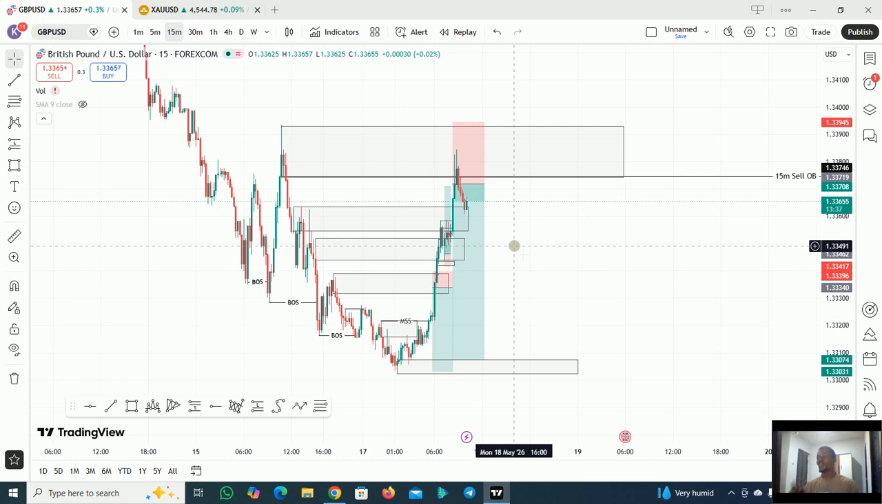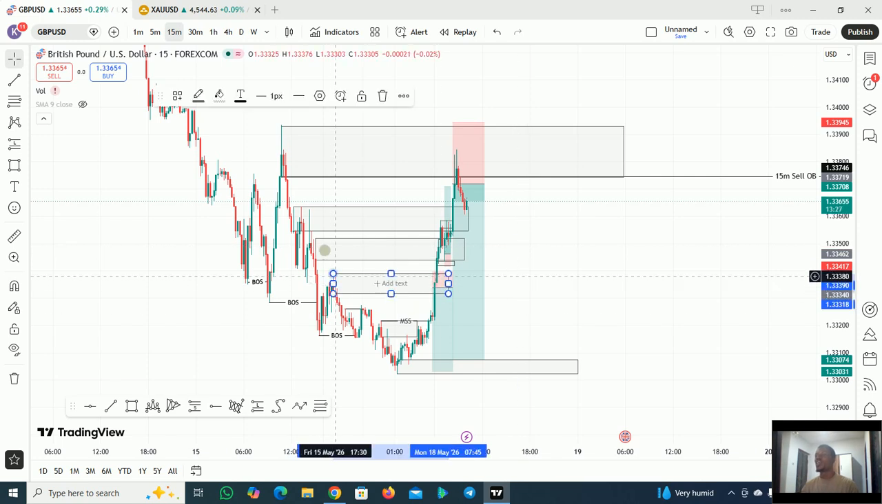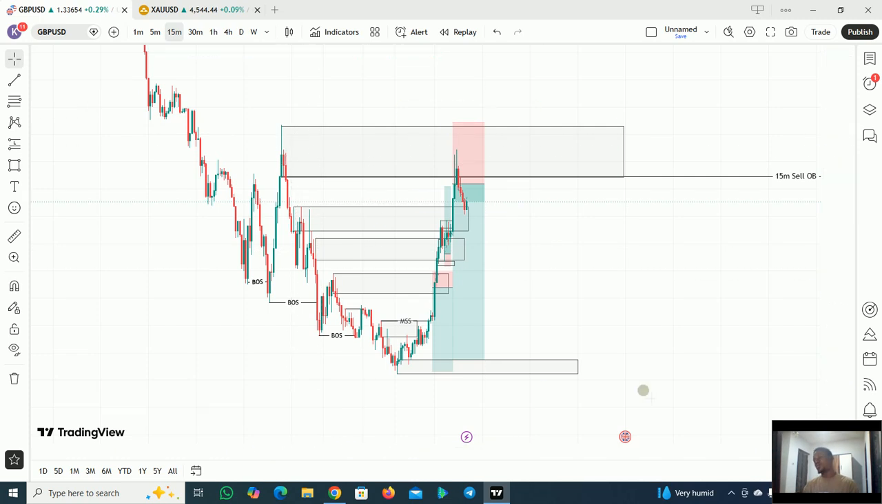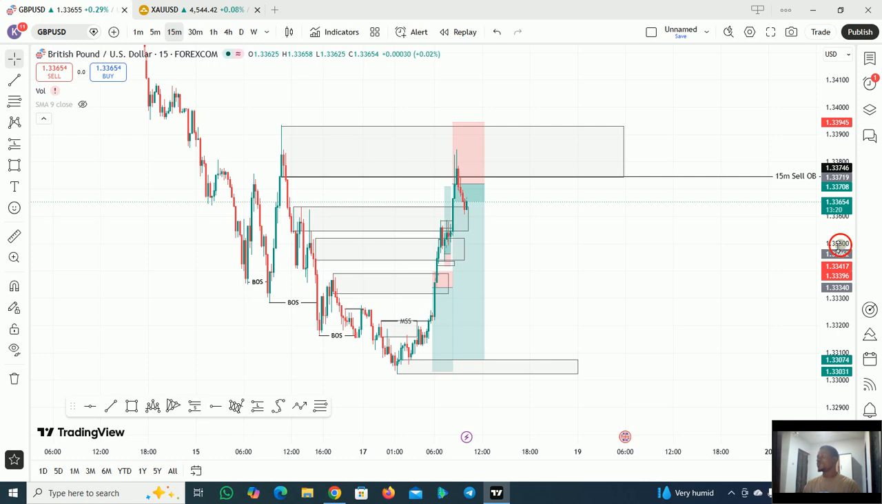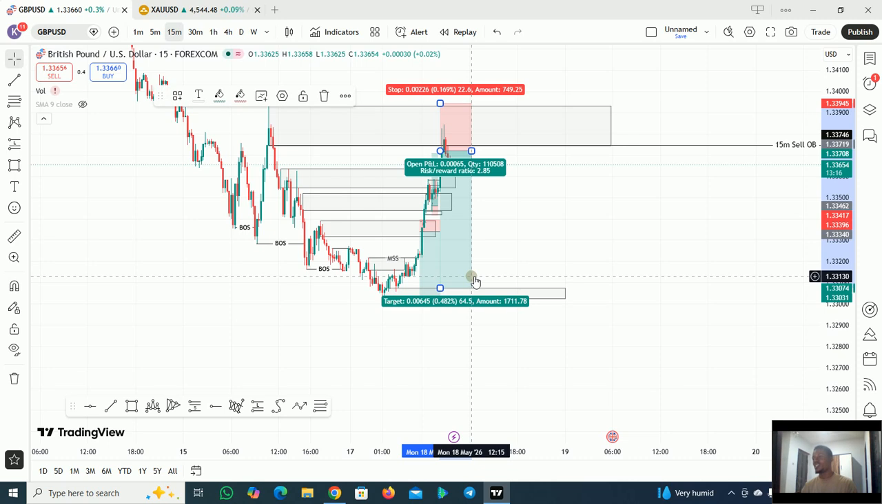So currently I'm on the sell of this order block. Let's see how it plays out, because price already took liquidity from a lot of zones here, and so I'm expecting the market to dump here. So one ratio 2.85. Yes, that's our target on here. So let's see how the market plays out.